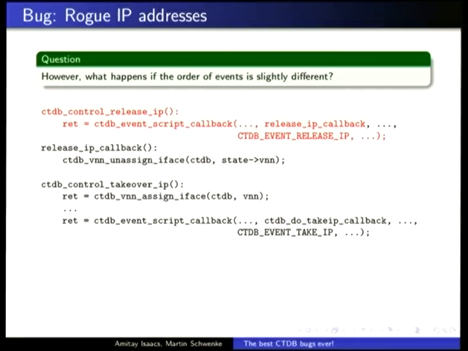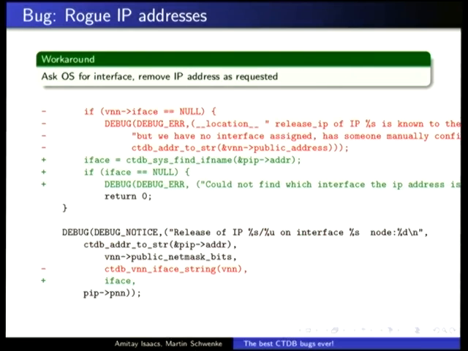What happens if the order of events is very slightly different? First of all, we launch the scripts to remove the IP from the interface and do all the other housekeeping, and we register the callback. Then we associate the interface with the IP address. Then we disassociate it. Then we run the scripts to add it, and there it is on the interface. It's a pretty simple bug.